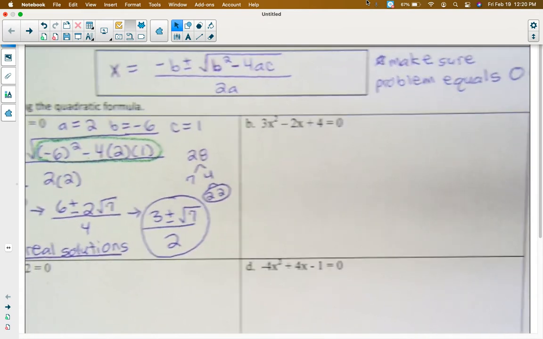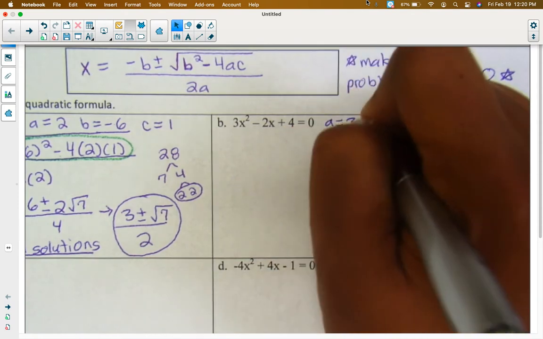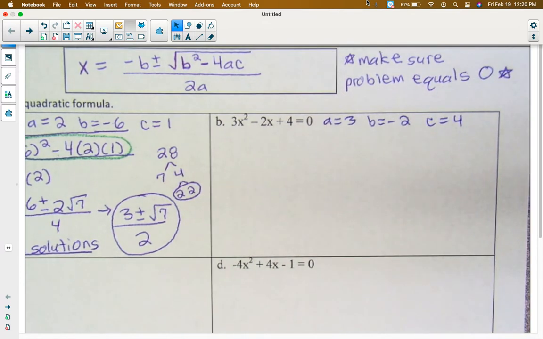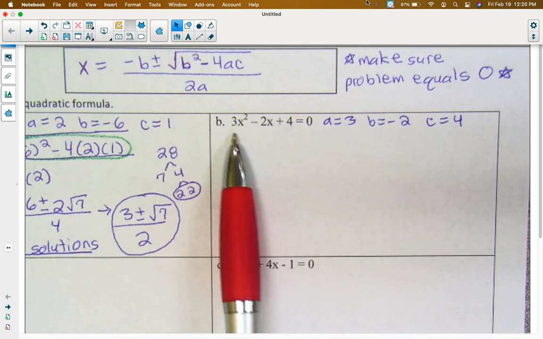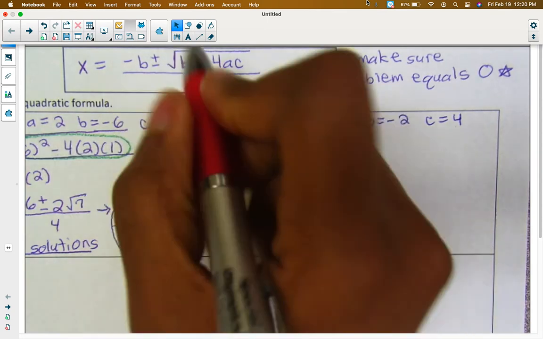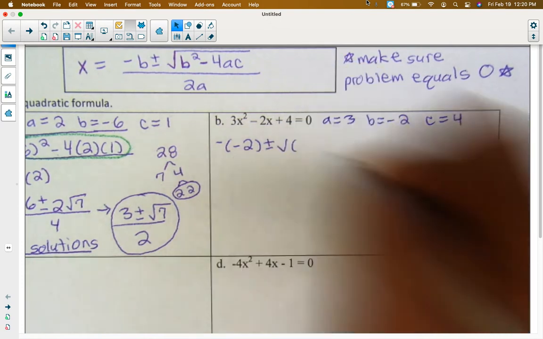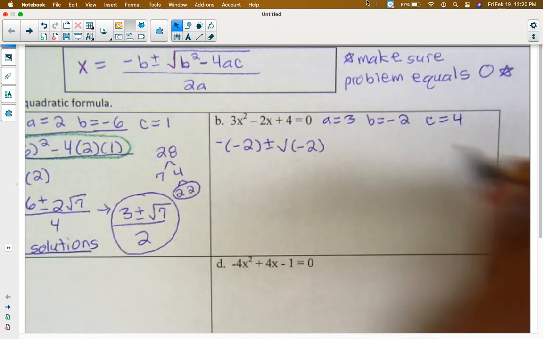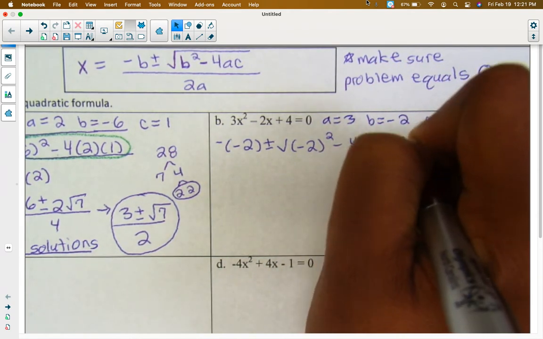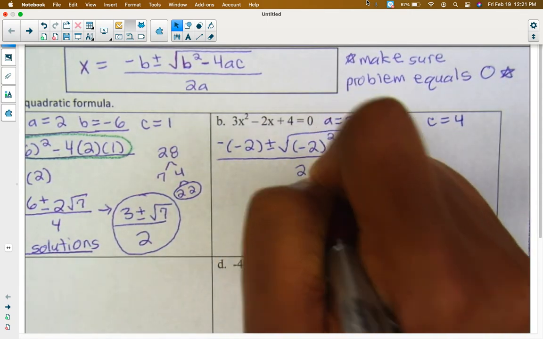Okay, B, we're going to go through and do the same thing. Let's label our A, our B, and our C. As long as it's in standard form and set equal to 0, you can read off A, B, and C. Now we're going to take this and substitute it into the quadratic formula. It says to do negative B plus or minus the square root of B squared minus 4 times A times C, and I'll be out of your way in just a minute. It's a long formula to write down, all over 2A.